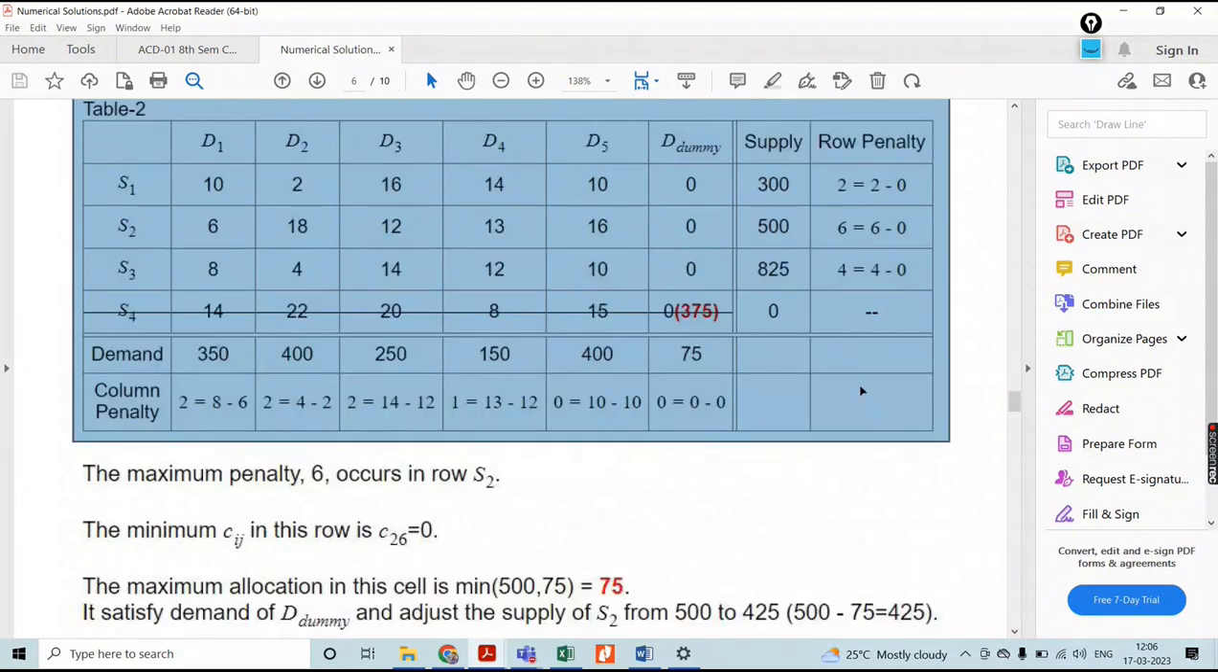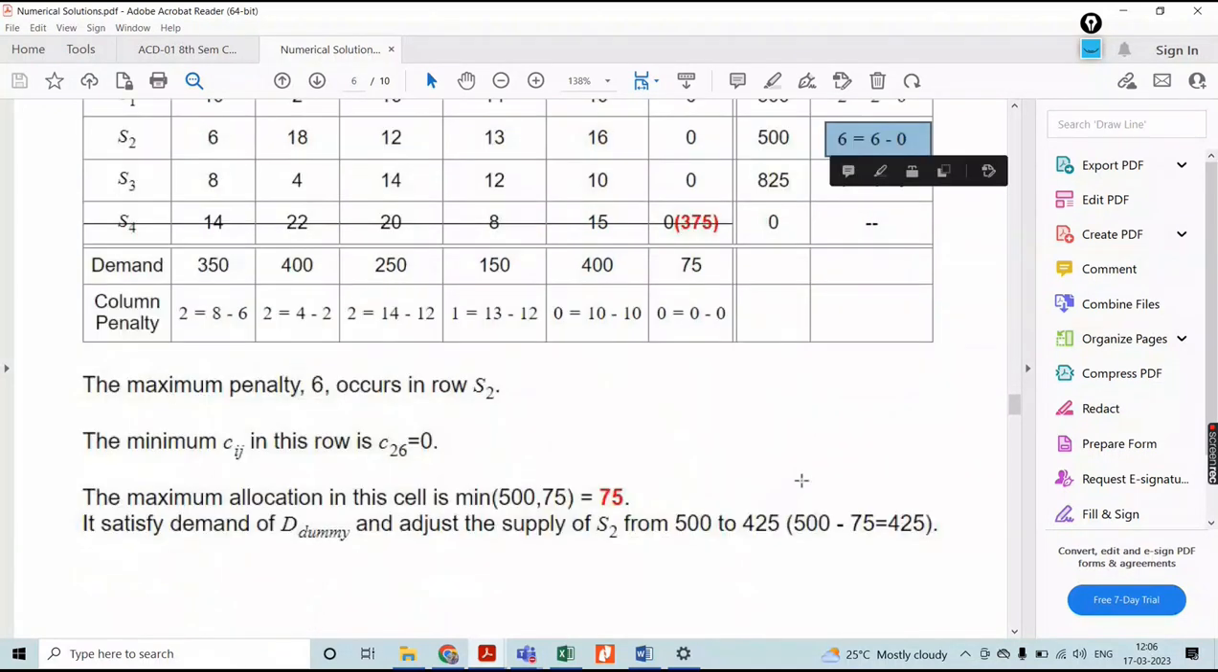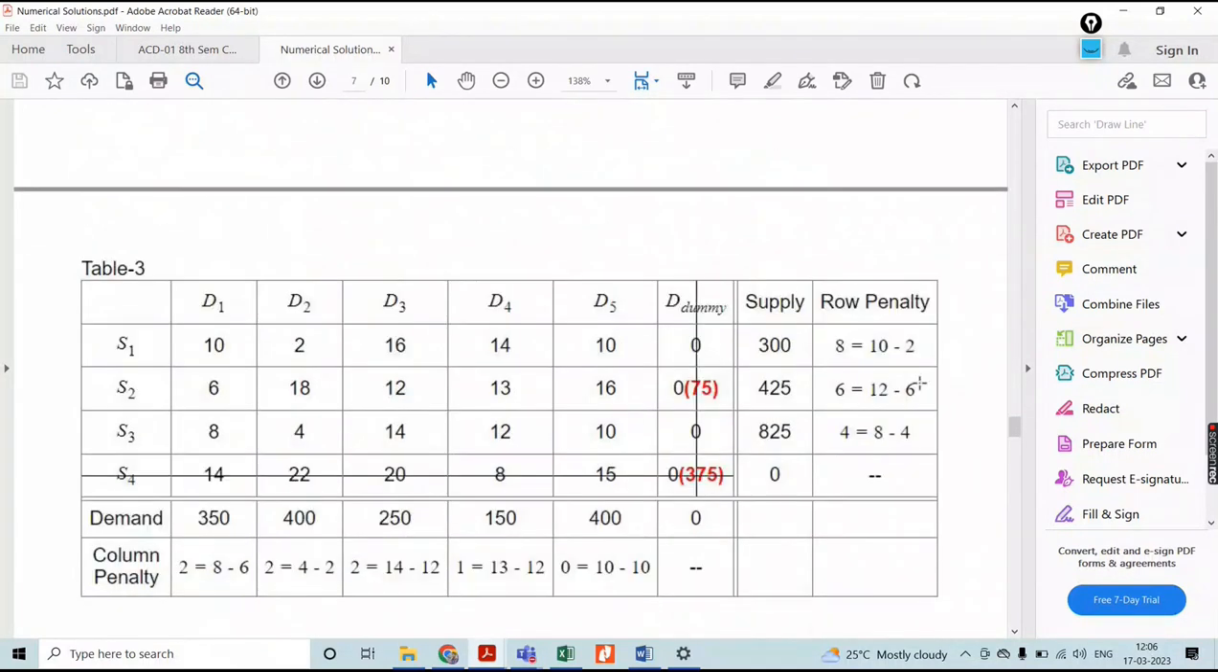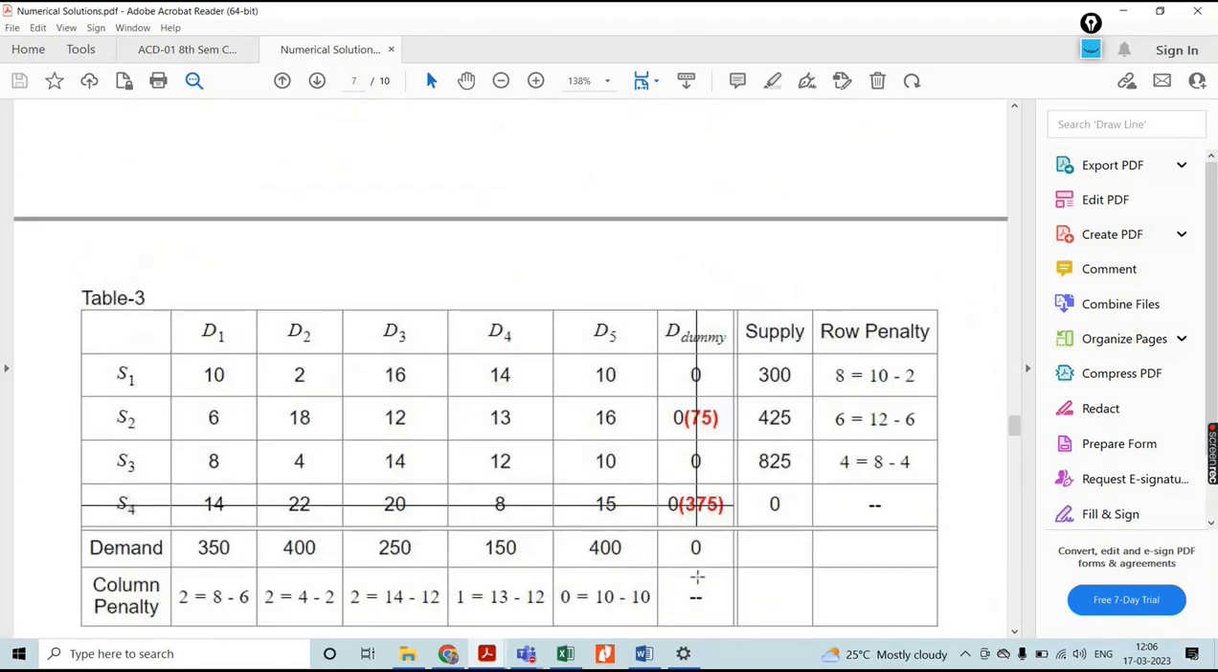Okay, this is your 6. You have to consider that 6. Then with respect to that, how many are left here? 75 is left. This 75 comes here at 0 cost.